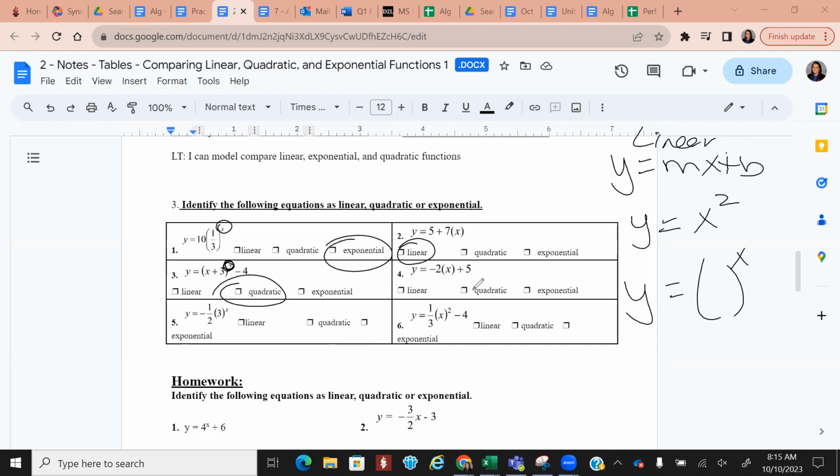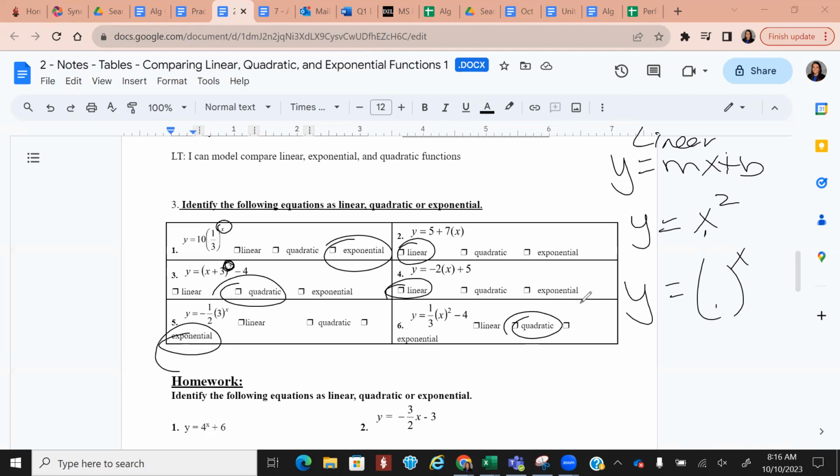So what would number 4 be? Yep. Linear. Okay. What about number 5? Exponential. Okay. What about the last one? Quadratic. Okay. Please let that be easy. Like, let it be easy. You just have to memorize these 3.